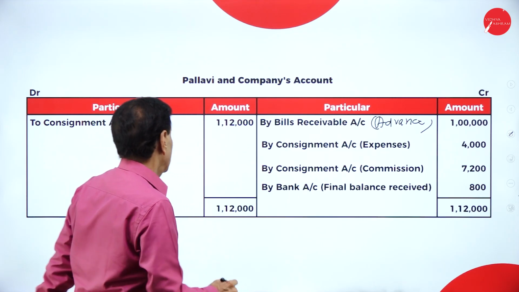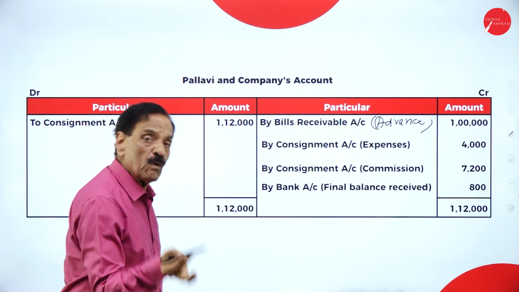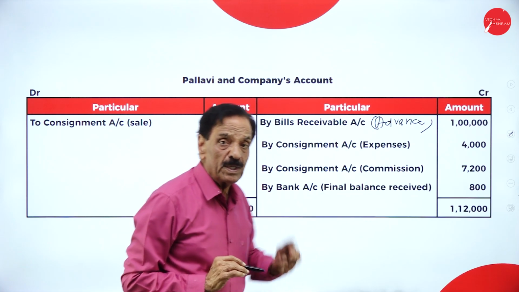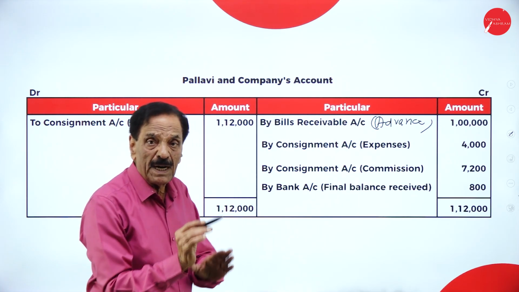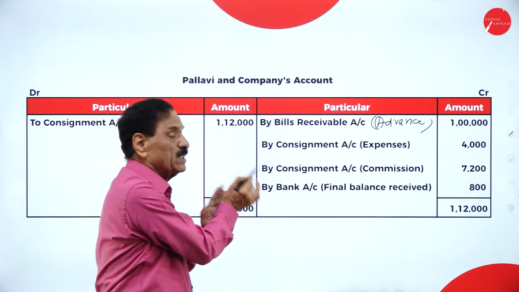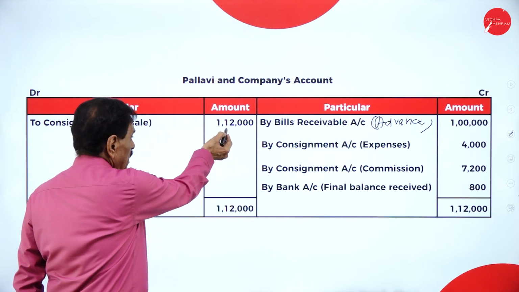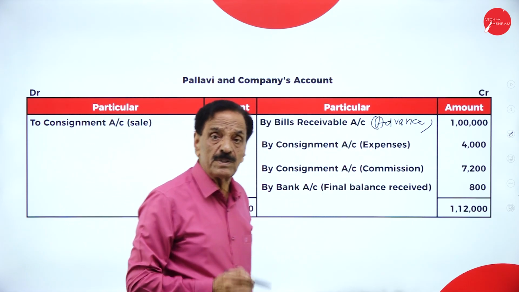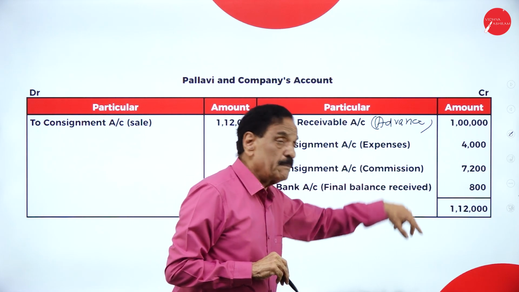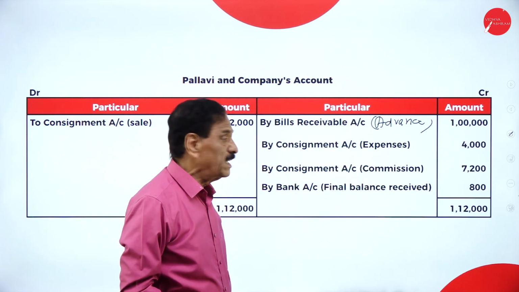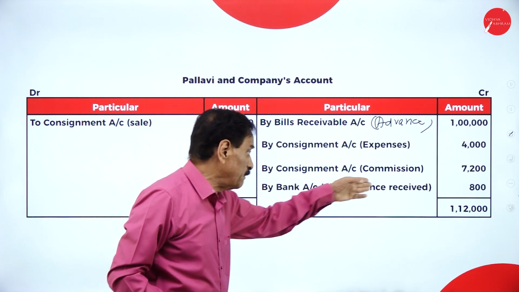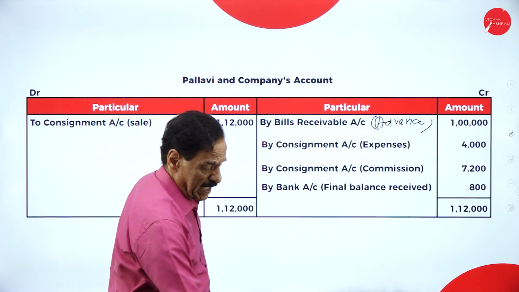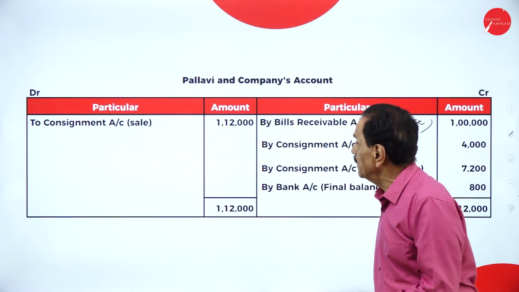When you made the sale, the entire amount lies with the consignee. What he will do now, he will deduct his advance, his expenses and his commission. The balance amount is sent by consignee to consignor. I will repeat. The total sales made by consignee is 1,12,000. He will deduct his advance, which has been given by him. Then he made an expenditure on behalf of the consignor. He will take back that 4,000. His commission, he will take back, and the balance amount, 800, is sent by consignee to consignor. Hope you understand this point.